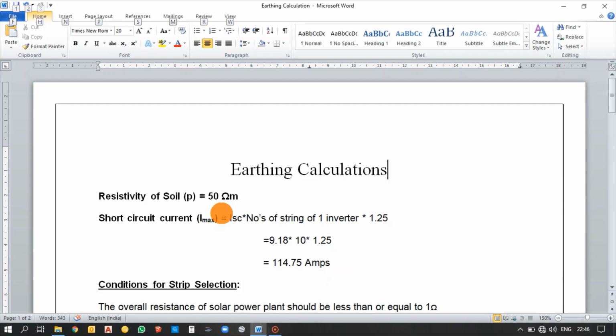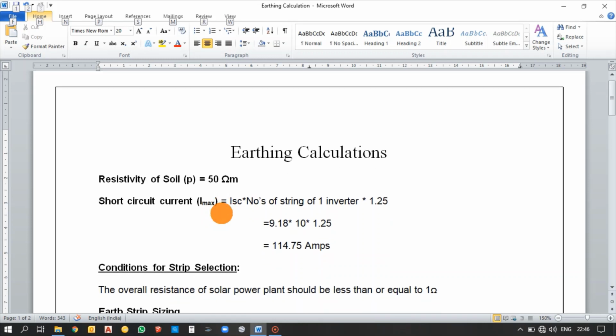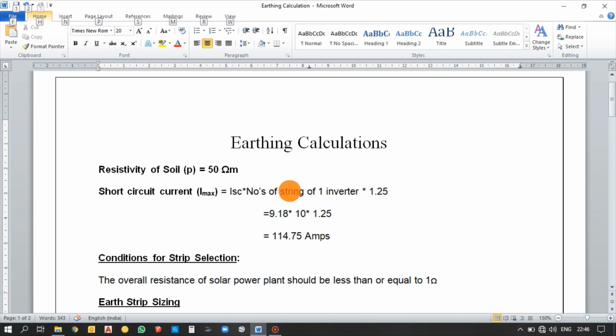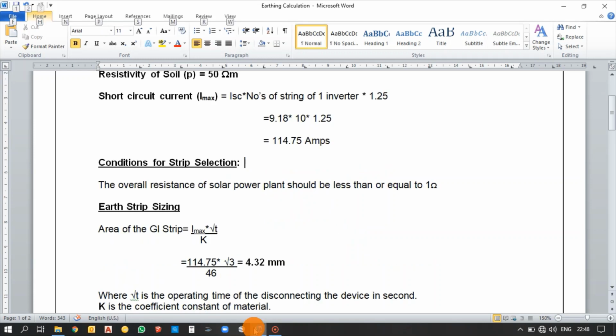The short circuit calculation in the DC part can be obtained from the module short circuit current into the number of strings you are using in a single inverter into the safety factor, which is 1.25. I have taken 9.18 as the short circuit current of a module, and the number of strings I am using in a single inverter is 10, into 1.25 as the safety factor. Equating this, I get the maximum short circuit current of a single inverter, so it is 114.75 amps.